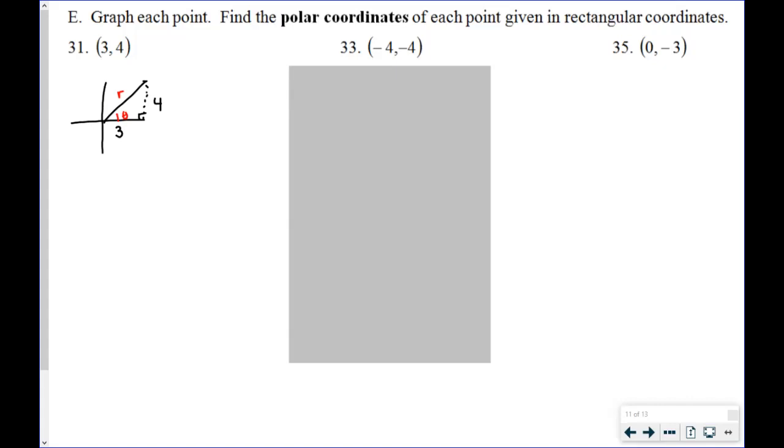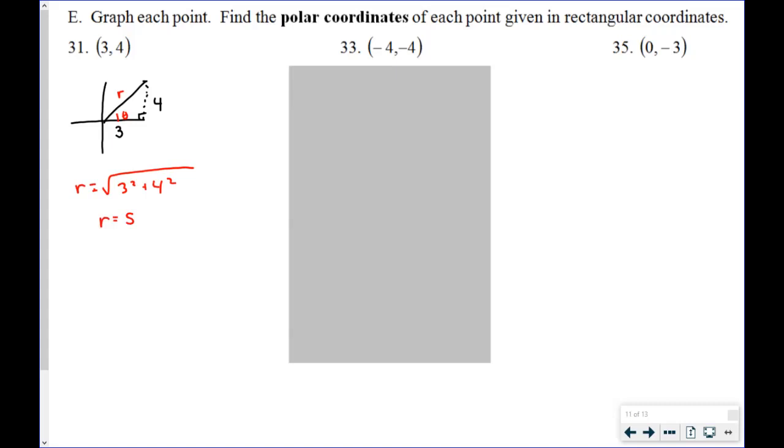Okay, right triangle, it's not even trig at this point, right triangle stuff to find r. Pythagorean theorem: r is equal to the square root of 3 squared plus 4 squared. If you guys remember the Pythagorean triples, you don't even have to do the math. This is a 3, 4, 5 triangle.